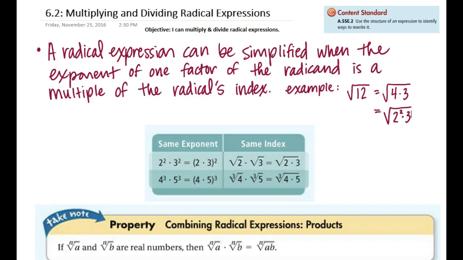Welcome to the 6.2 lesson video. Today we're going to be learning how to multiply and divide radical expressions, and that's our objective.